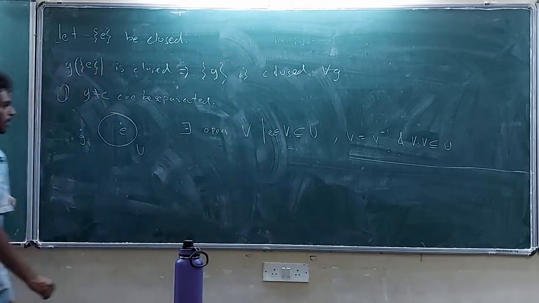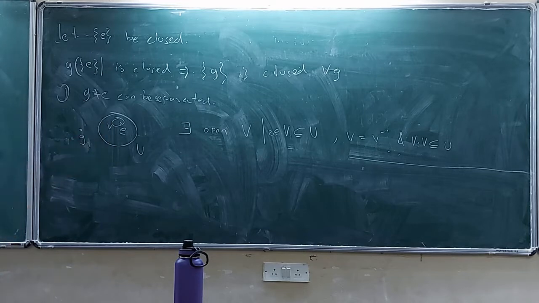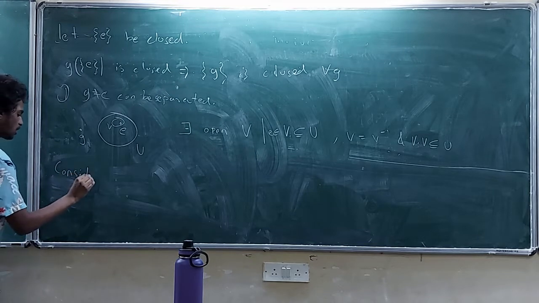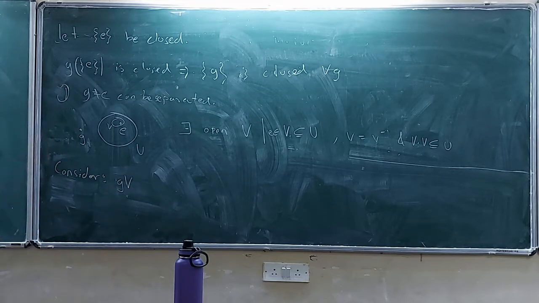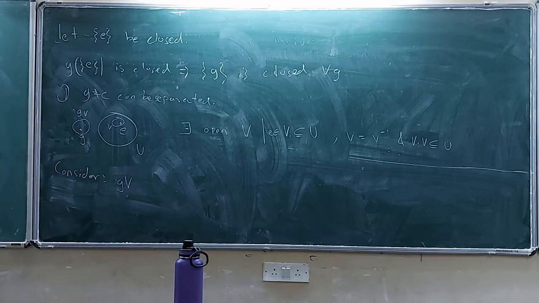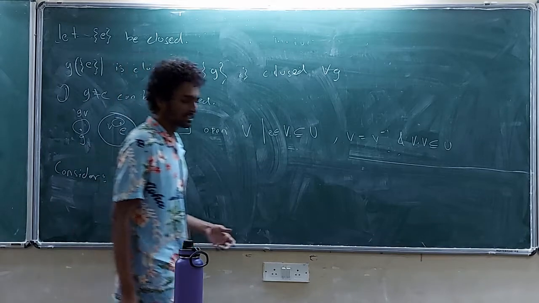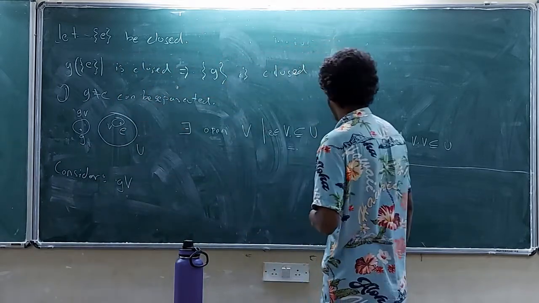We had this open set here. How can I create a set that contains g? I need a separation. I can just consider gV, a translate of V, and we discussed that translates of open sets are themselves open. Now if I prove that gV and V are disjoint, I am done. But gV and V are obviously disjoint because left action is an injection. So g can be separated from the identity.